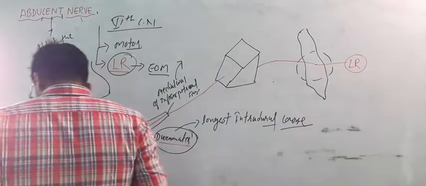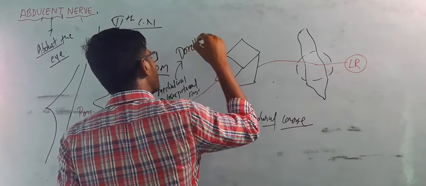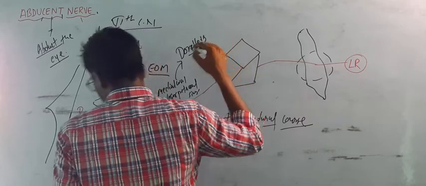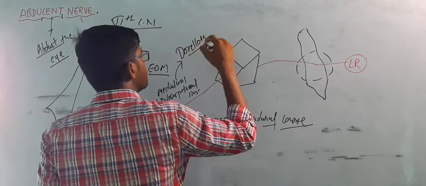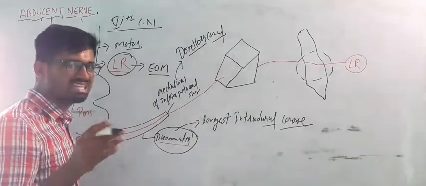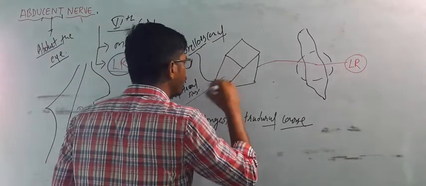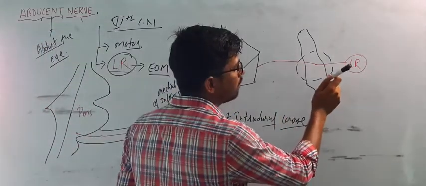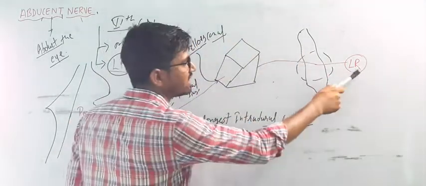From here it will go into one canal, called the Dorello canal, which is formed by the apex of the petrous bone and one ligament. You should not go into detail. After that, it enters the cavernous sinus, pierces it, and enters the orbit through the superior orbital fissure within the tendinous ring, supplying the lateral rectus.